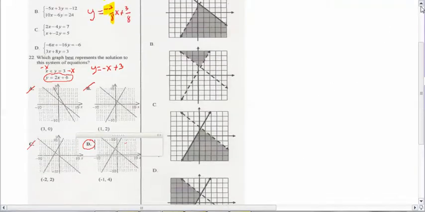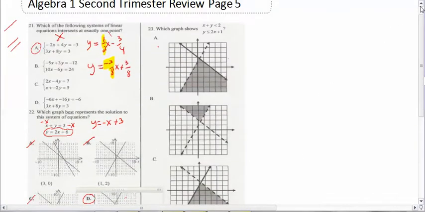Number 23 says which graph shows... And now I have two inequalities. They're not in slope-intercept form, so that's the very first thing that you need to know. Put this one in slope-intercept form.